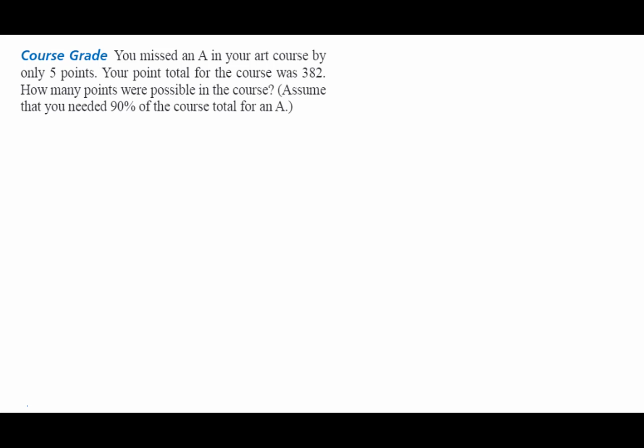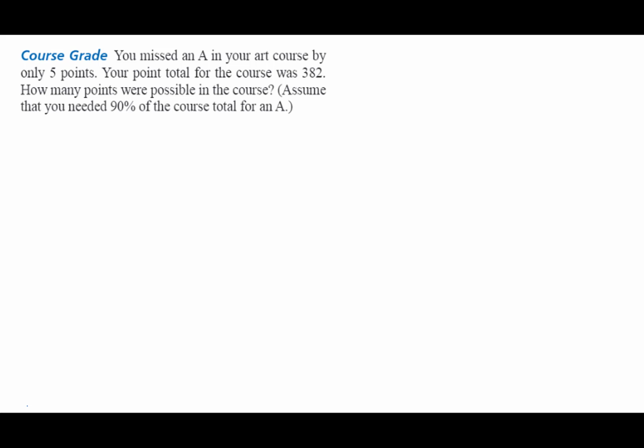Okay, next. It says you missed an A in your art course by only 5 points. Your point total for the course was 382. How many points were possible in the course? And then assume that you needed 90% of the course total for an A. So this is pretty common, especially in college classes.